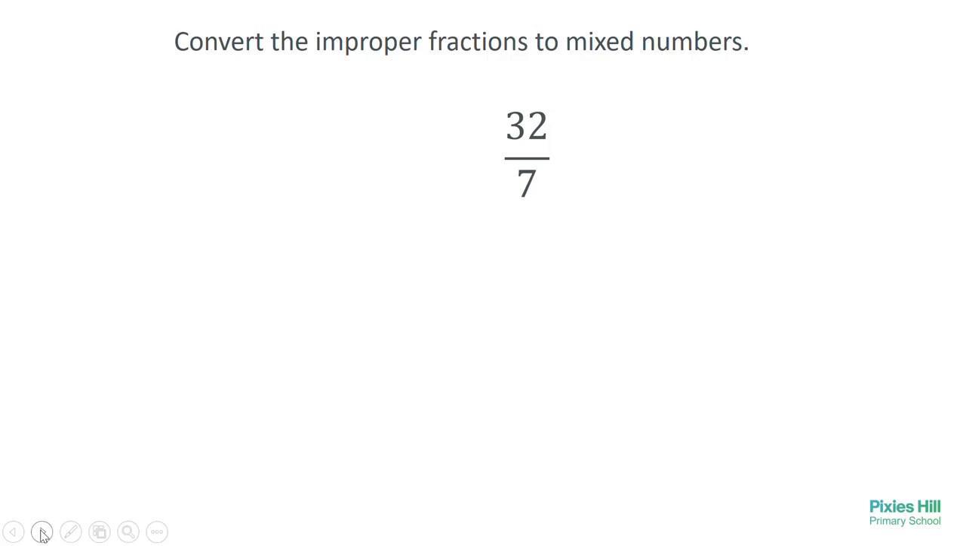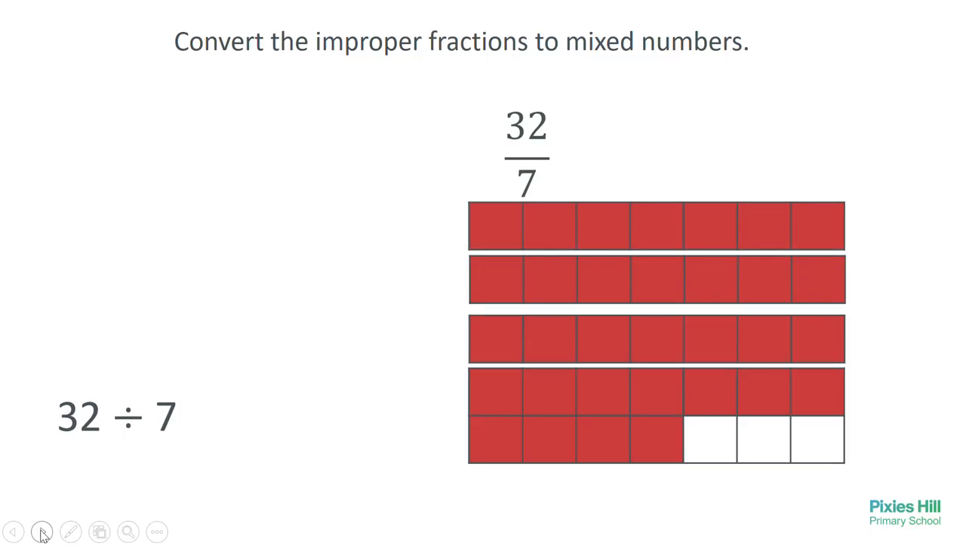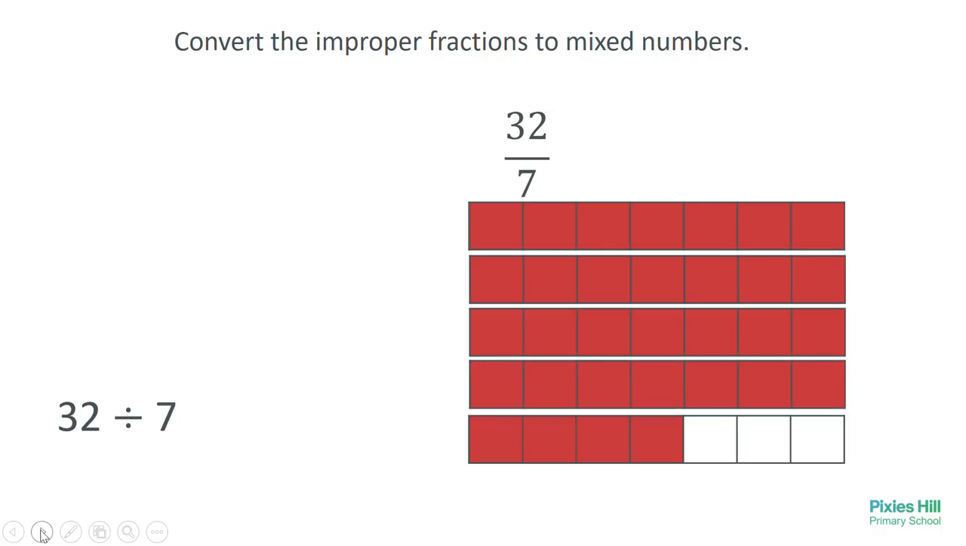Once children are confident with this as a concept, they move on to a more abstract approach using division and remainders. Once again, understanding the whole is key to their understanding. So if we look at the example 32/7, the first thing we need to do is see how many times 7 goes into 32, or in other words 32 divided by 7. So it would go in evenly 4 times with a remainder of 4, or in other words 4/7. This would give us a mixed number of 4 4/7.